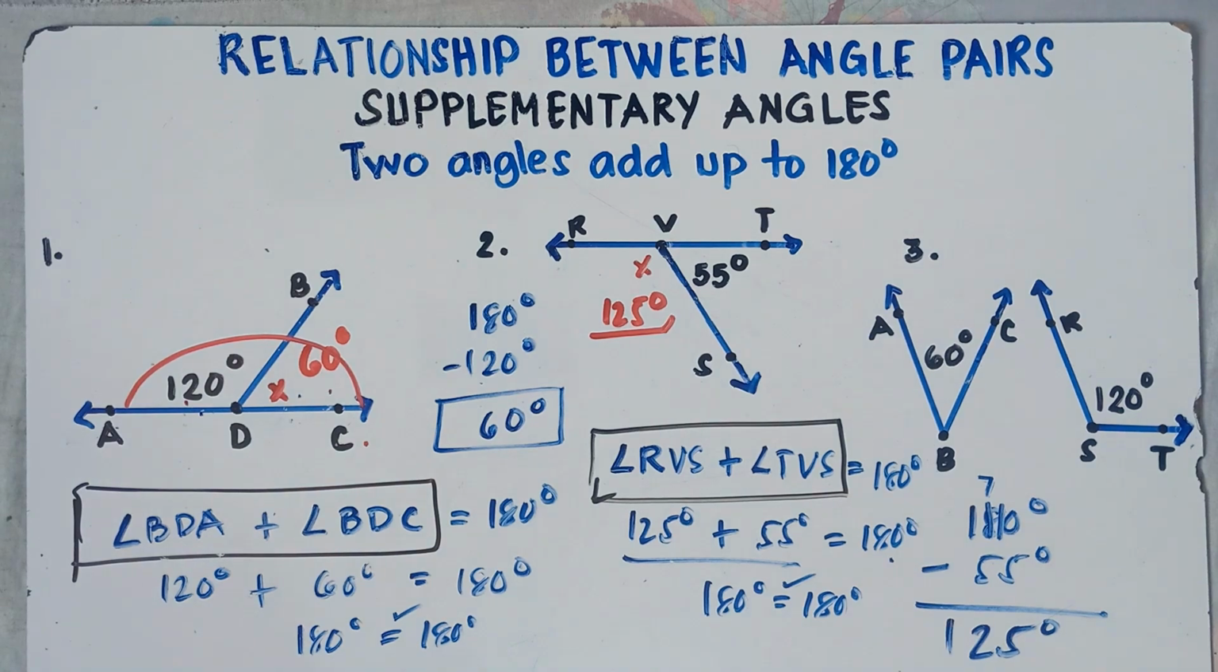Alright, so I hope you get that one, class, for supplementary angles. If the two angles add up to 180 degrees, therefore the two angles are supplementary angles. Now let's have example number 3.